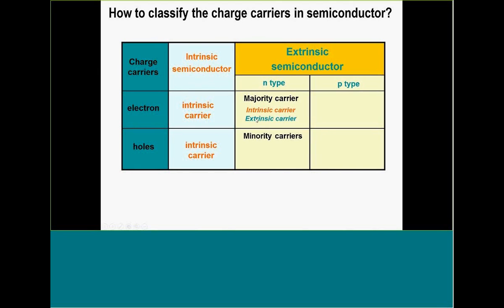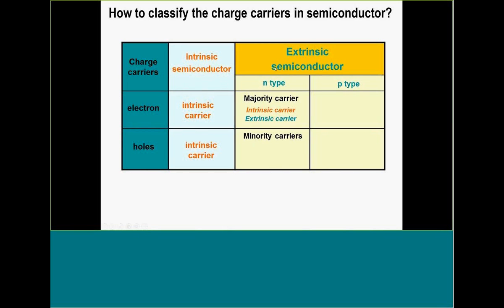Basically, when you make devices, you are going to control the amount of extrinsic carriers. But it's very difficult to control the intrinsic carriers, which I am going to explain to you shortly. Okay, now we go back to holes. We know that in an n-type semiconductor, holes are the minority carrier. But the thing is, where does this minority carrier come from?